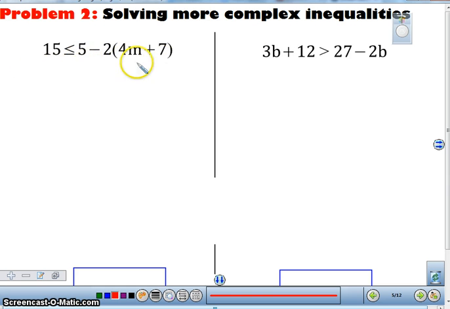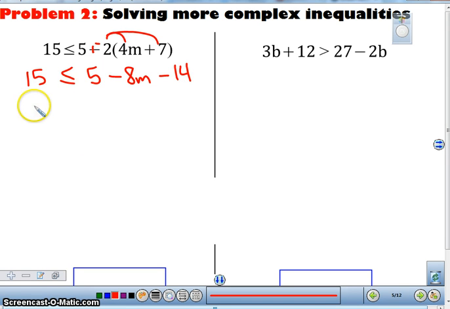Okay? Now, being careful on the next page as you have distributive property and they get a little more complicated. Some of you might like to rewrite this. At this point, I'm going to keep it the same. I'm going to keep the 15, keep your greater or equal. It's 5, and being careful here, we're really distributing the negative 2. So that we should have negative 8m minus 14. If you want to go plus a negative 14, you could.